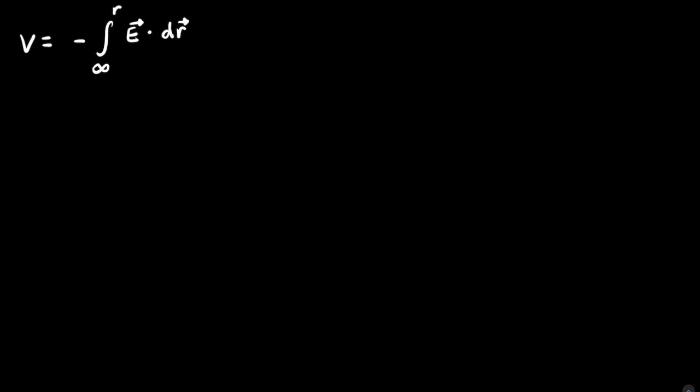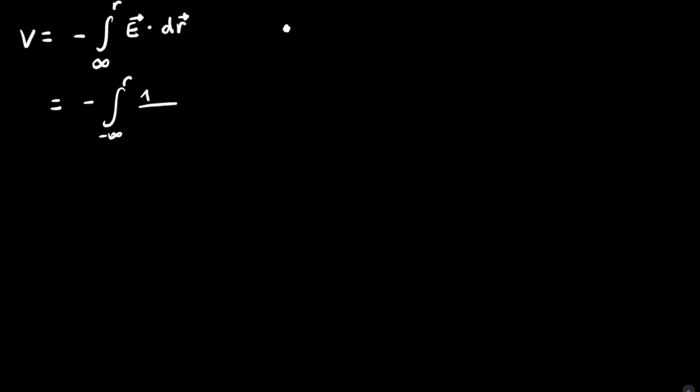So let's evaluate what the potential is for a point charge. Given that we know the electric field from Coulomb's law, what is the potential? Well, let's just simply substitute in what the electric field is. So we have our integral from infinity to R. And what is E? Well, I said that E was 1 over 4 pi epsilon 0 multiplied by the charge divided by the distance squared, all in the r hat direction. And that is going to be dot producted with the dr vector right there.